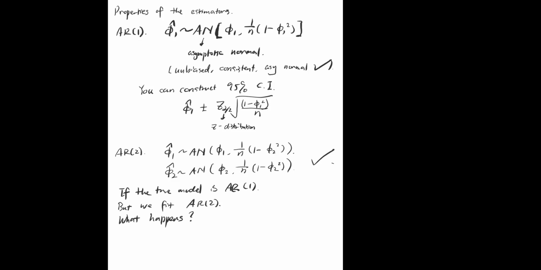Okay, so two things. First, the phi2 hat should be 0. This is very easy to see because the true model is AR1, that means xt minus 2 does not affect xt. So if we fit an AR2 model, then the coefficient of the AR2 should be equal to 0. When you run this unconditional least squares, you will find that the estimator of phi2 is equal to 0.